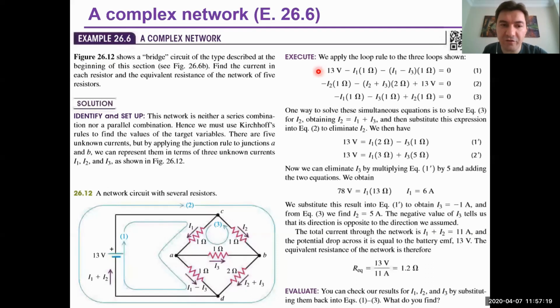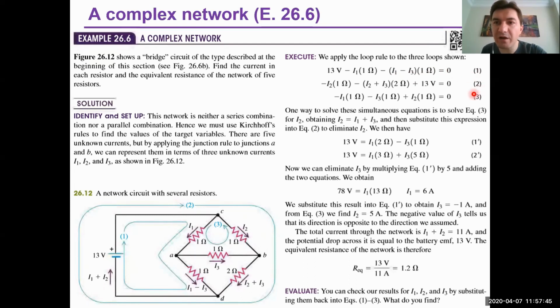This is the direction of the current. This is the direction of the travel. Travel and current are in the same direction, then it will be negative, negative I1 times 1 ohm. And here, the direction of the travel and the direction of the current are in the same direction. Current is given by that expression. Put it there and equal to 0, Kirchhoff's loop rule.